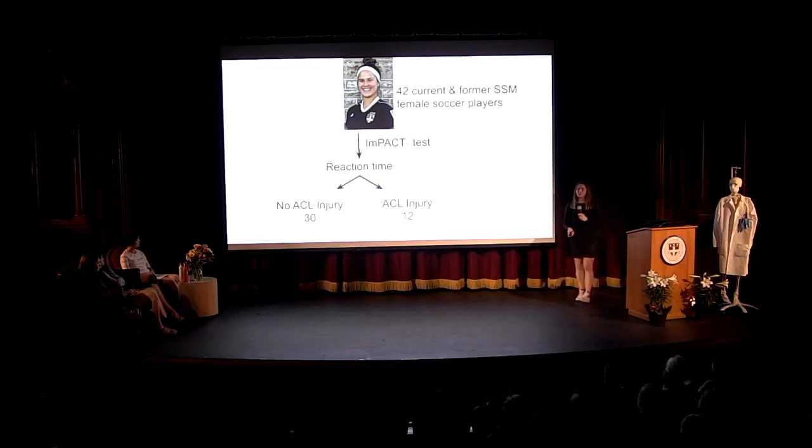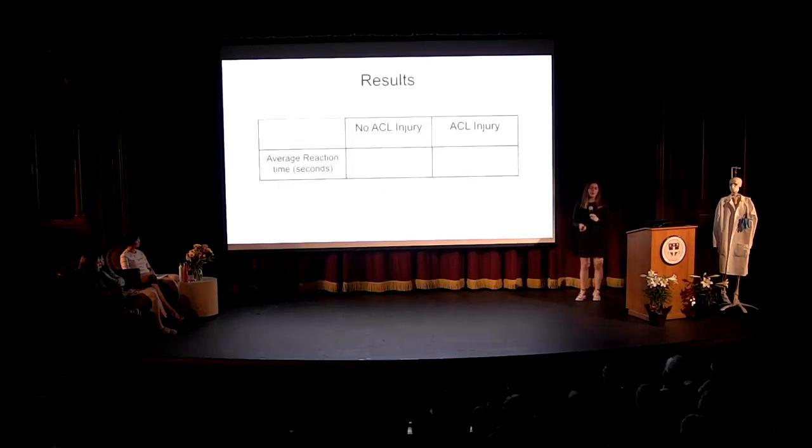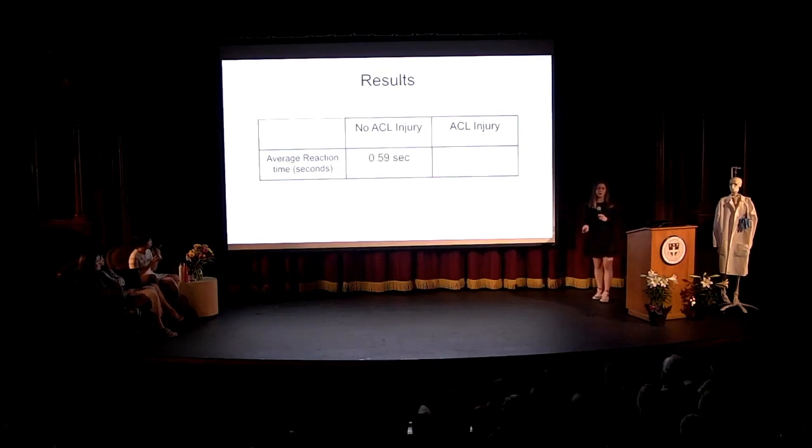So now let me show you my results. From this chart, you'll be seeing the average reaction time in seconds calculated for each group. For the group of uninjured athletes, the average reaction time was 0.59 seconds. And for the group of injured athletes, the average reaction time was 0.625 seconds. So now you can definitely see that there is a difference between the reaction times of the two groups.